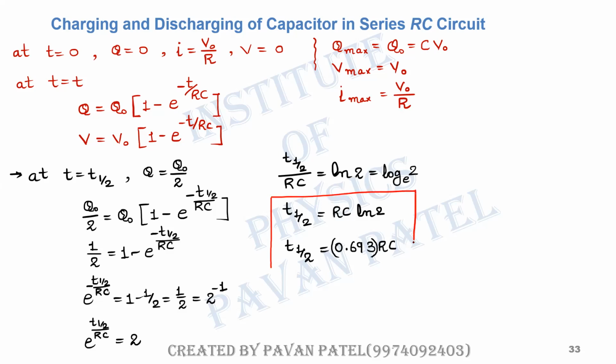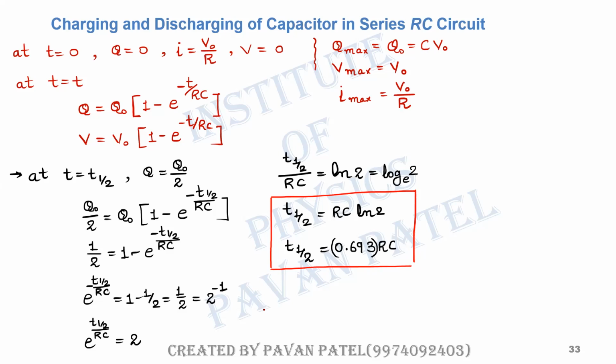And what is this value? This value is t half. T half means the value of time when the charge will be half of the maximum charge on the two plates of the capacitor. So t half is equal to 0.693 RC.